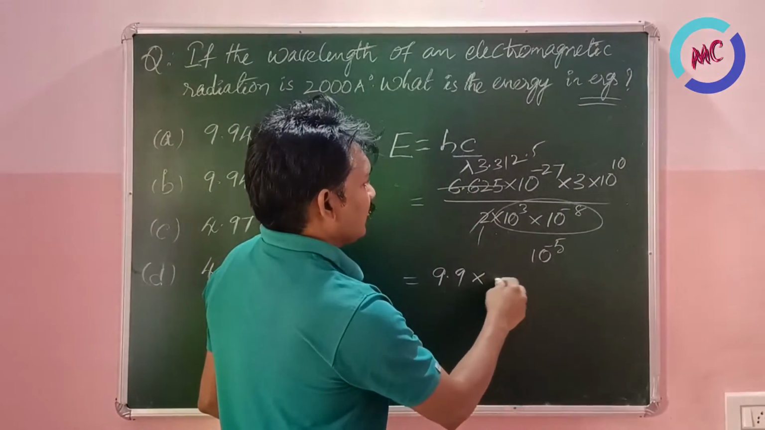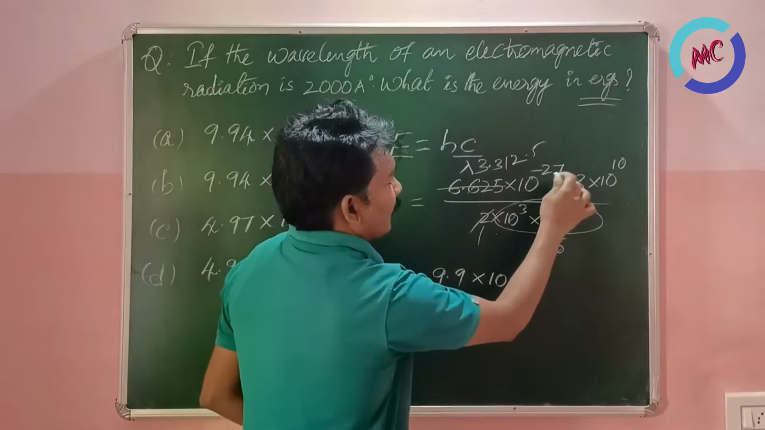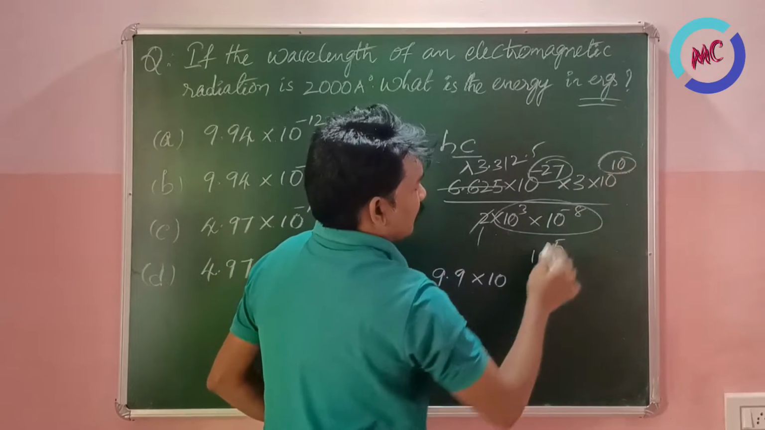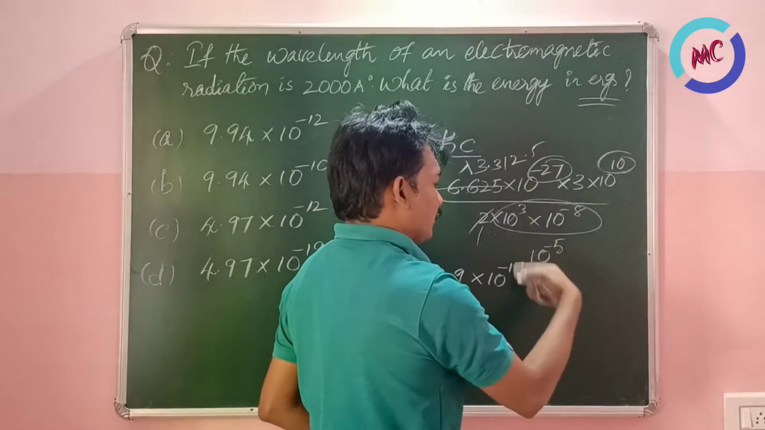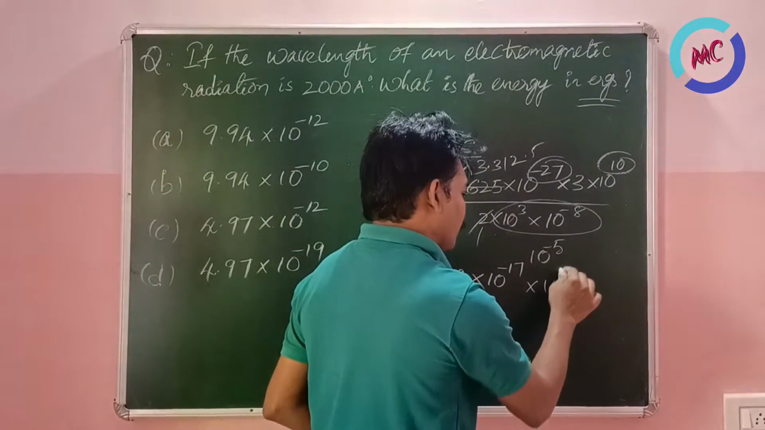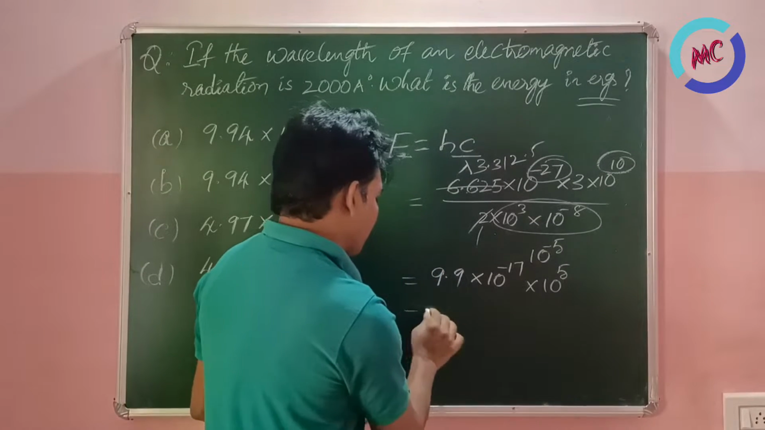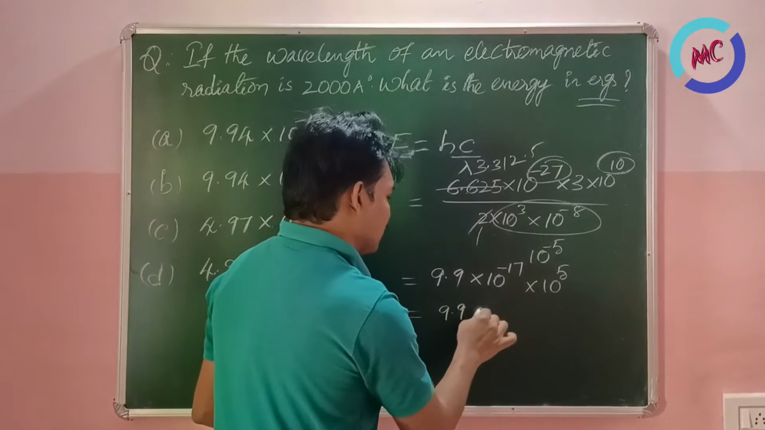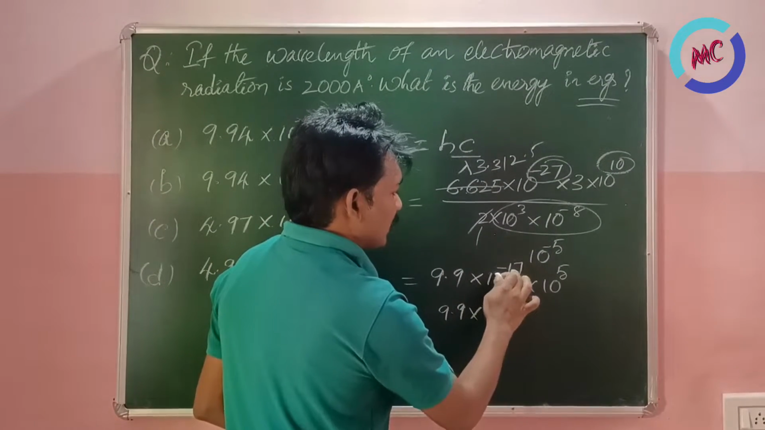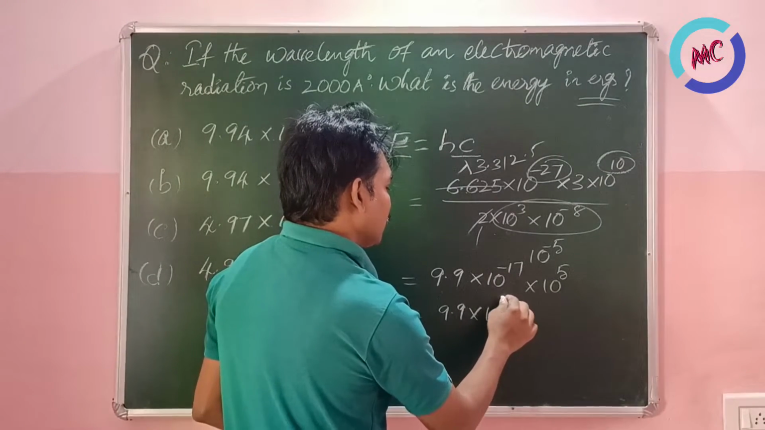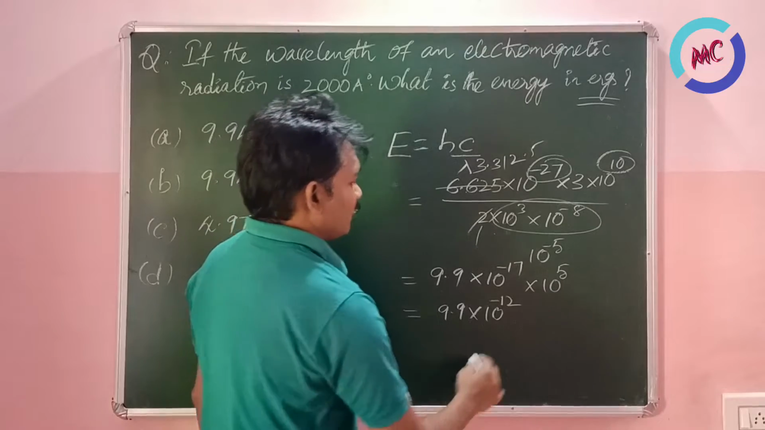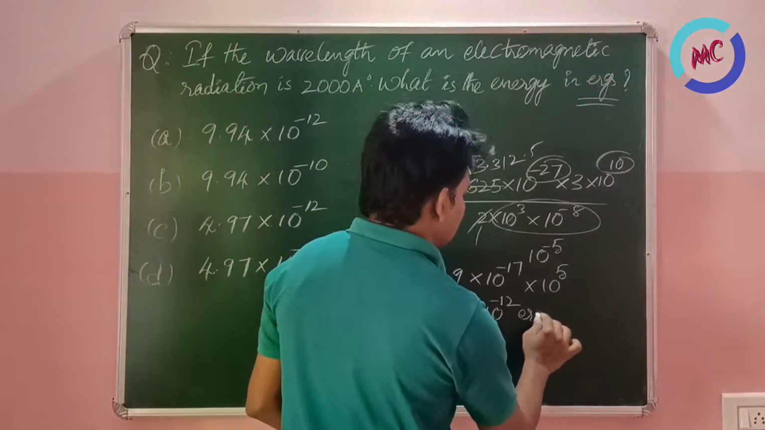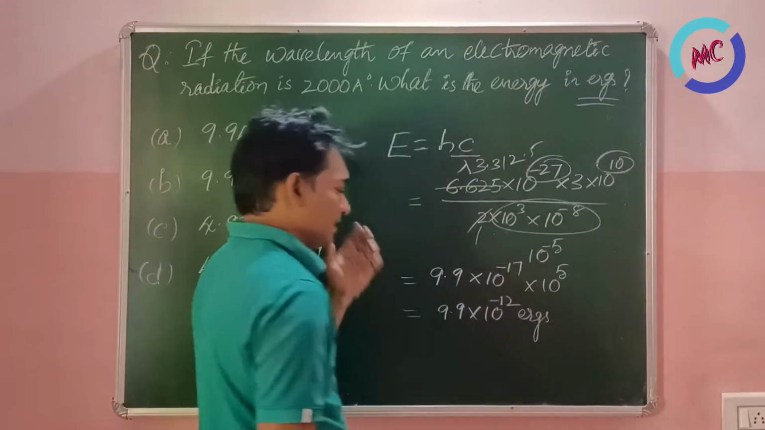And see here, next one 10 to the power of minus 27, 10 it becomes minus 17. And here 10 to the power of 5 will go up. Then it becomes 10 to the power of 5. Then it is equal to 9.9 into 10 to the power of minus 17 and 5. Then it becomes minus 12. Minus 12, we calculated in CGS system, that's why the unit is ergs.